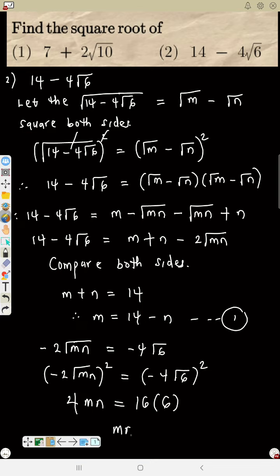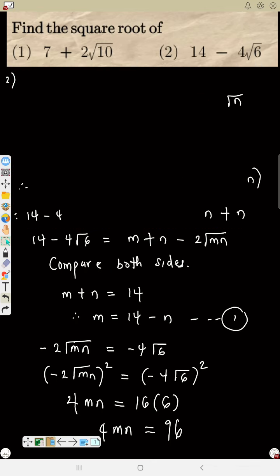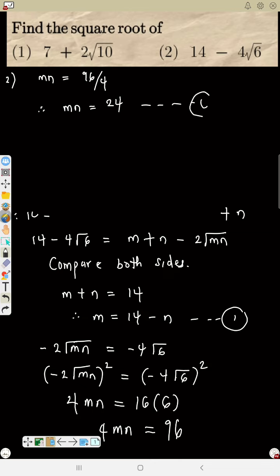So 4mn rather, equals 16 times 6, so that will give you 96. So mn is equal to 96 divided by 4. Therefore, mn is equal to 24. Now that is equation 2.